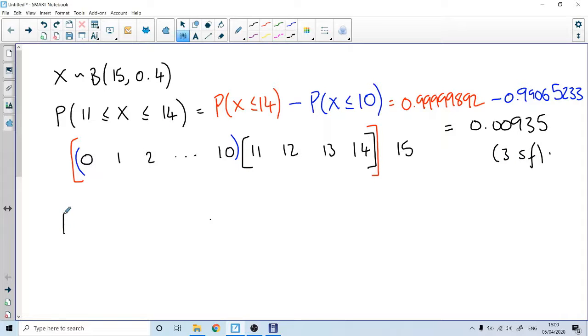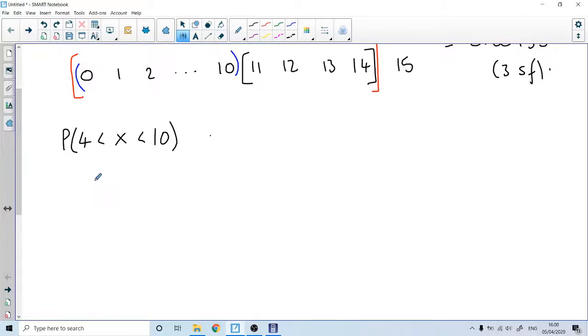Let's take a look at another one. Let's say we wanted the probability of x being greater than 4, but less than 10. So again, I would always recommend drawing out a bit of a diagram just to help us think about these numbers. You don't need to write them all down as long as you've got the numbers that are included here and the one above and the one below each of the bounds. So I've included 3 and 5, and I'm going to go 9, 10, 11 up to 15. Okay, so these are our possible x values.